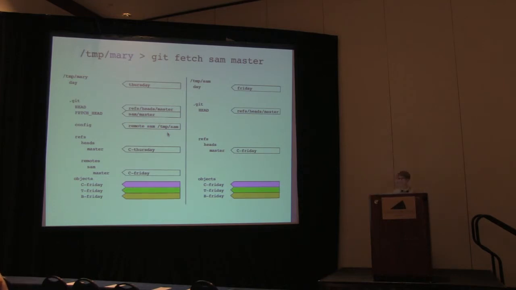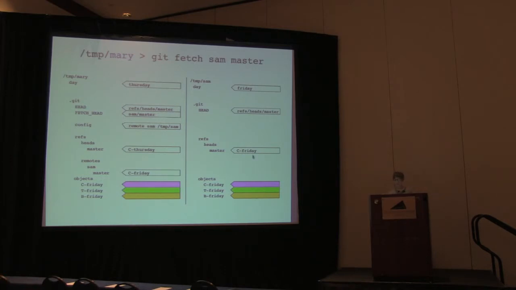So there's a few things that happen as a result of this. First of all, we know, because we committed Friday to Sam, that there's 3 new objects in Sam's objects directory: a commit object, a tree object, and a blob object. So first we just copy those all across to our Mary repository. That's the first effect. Super easy. Now, notice that there's no distinction between my objects and other people's objects. It's just all the same.